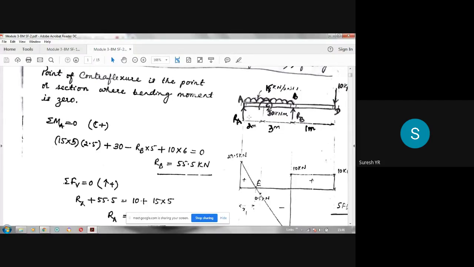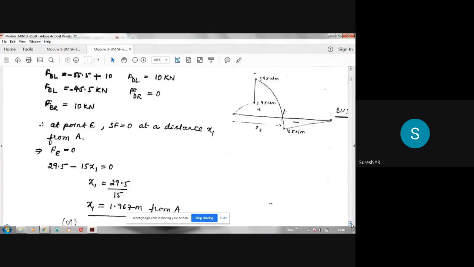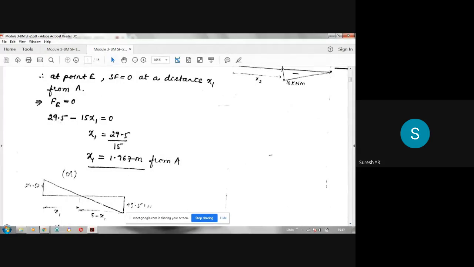If you simplify that, it should be equal to 0 here, because we know that shear force at E is 0. So it is equated to 0. See here, this is the equation. 29.5 is nothing but RA, minus 15 is that UDL intensity, and x1 is the distance. So intensity multiplied by distance gives the total load, equal to 0. If you simplify that, you will get x1 as 1.967 meters from A. So that means shear force is 0 at a distance of 1.967 meters from the point A. That is how we can compute the distance of the point where the shear force is 0.